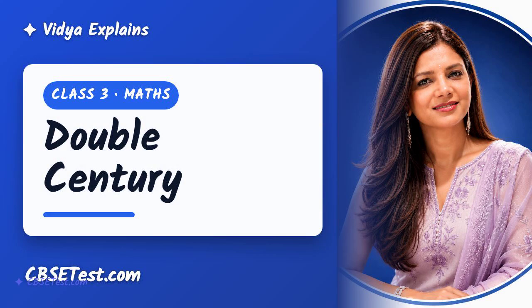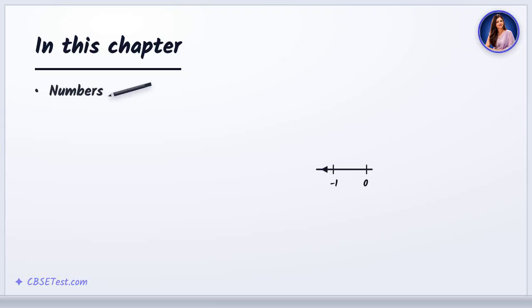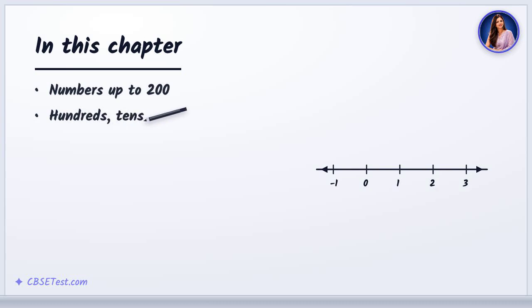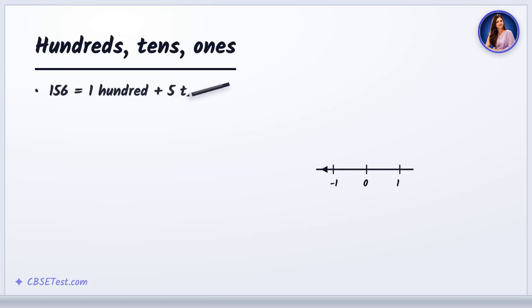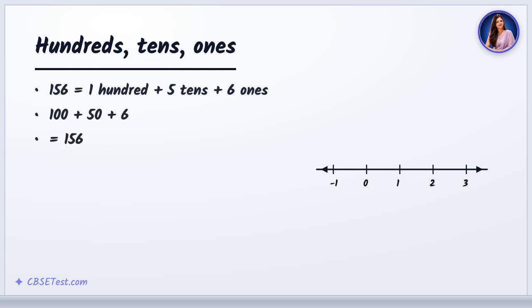Let's learn double century together, step by step. A double century in cricket is 200 runs. We'll count up to 200 and understand hundreds, tens, and ones. A three-digit number has hundreds, tens, and ones. 156 is 100, plus 5 tens, plus 6 ones.